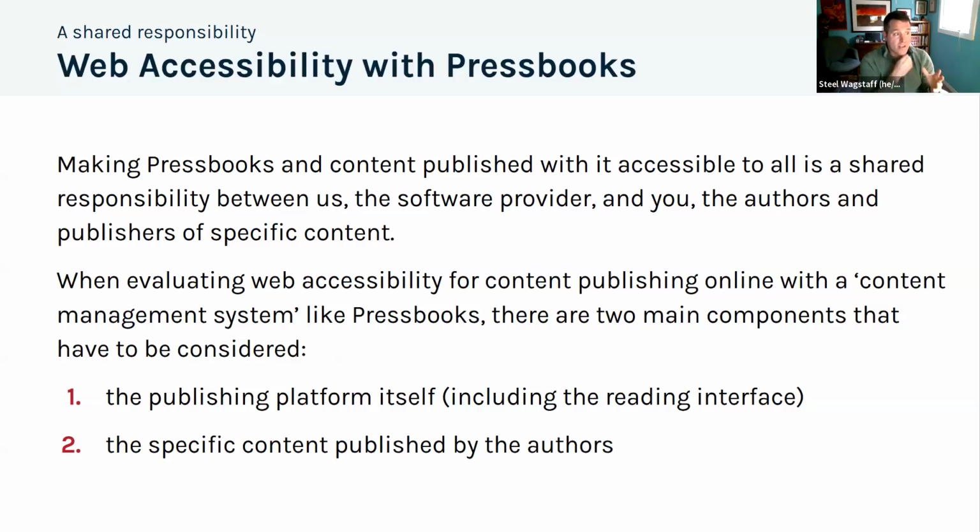So when you or any of us are evaluating web accessibility for content published online, with a content management system like Pressbooks, there's two main components that we want to be looking at. One is the publishing platform itself, including the reading interface, and the other is the content that goes into that publishing platform. And that's something that the authors are responsible for.